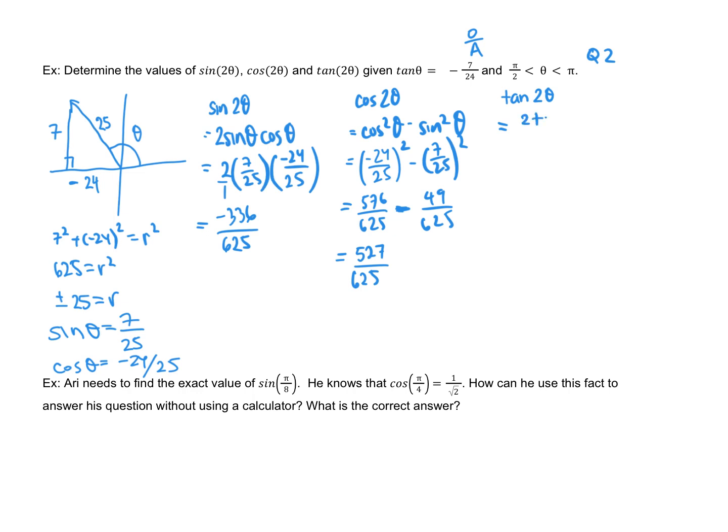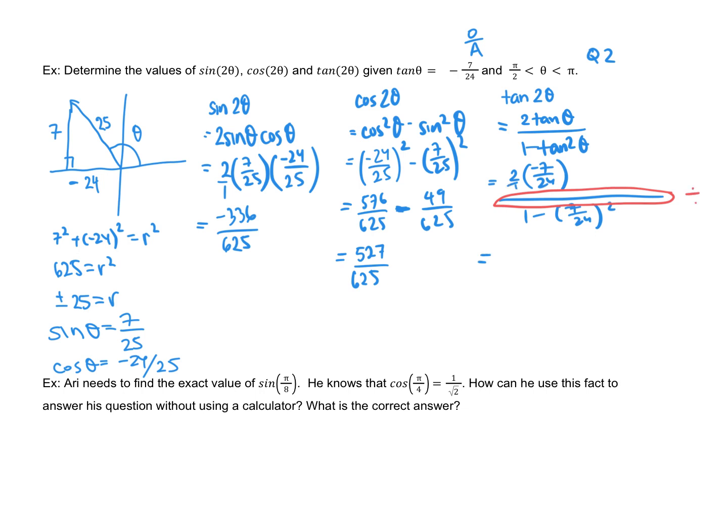So we're going to do 2 times tan theta over 1 minus tan squared theta. So we have 2 times negative 7 over 24 all over 1 minus negative 7 over 24 all squared. Now I see I'm going to have fractions within fractions, so I'm going to turn this main fraction line into division in my next step. So I'll do the multiplication here. 2 times negative 7 is negative 14, and then over 24. And that's going to be divided by the denominator.